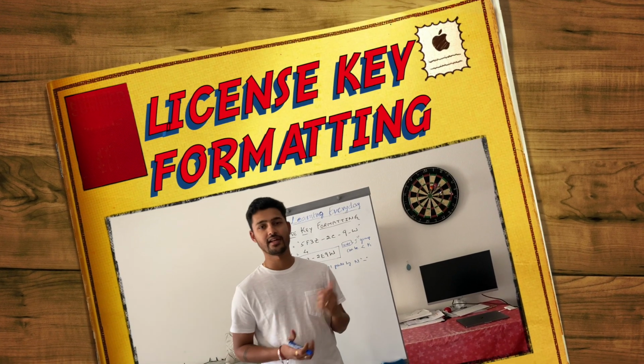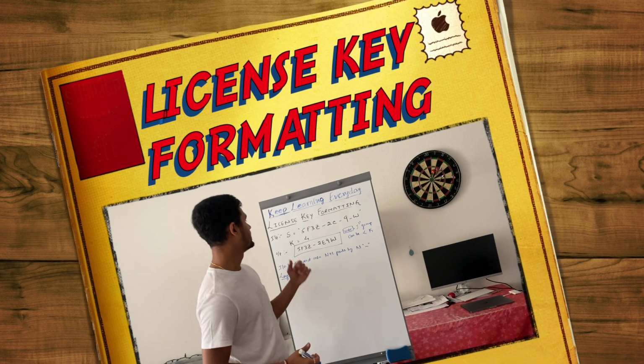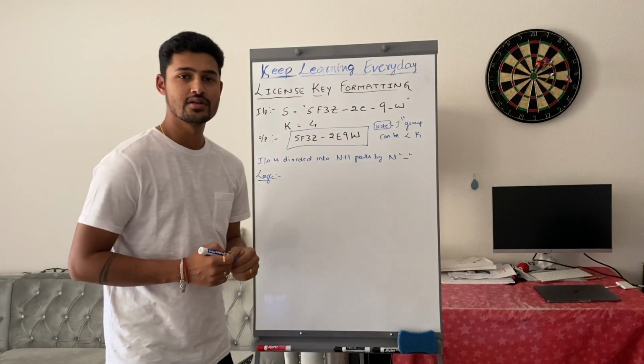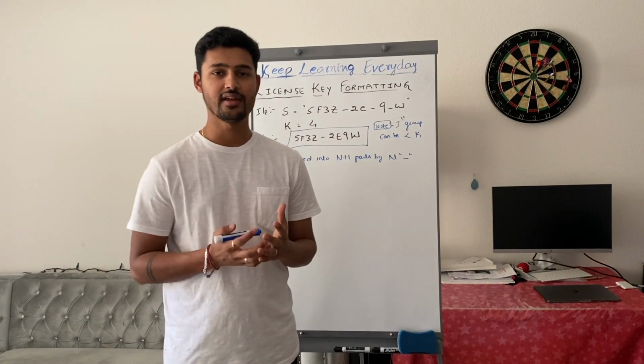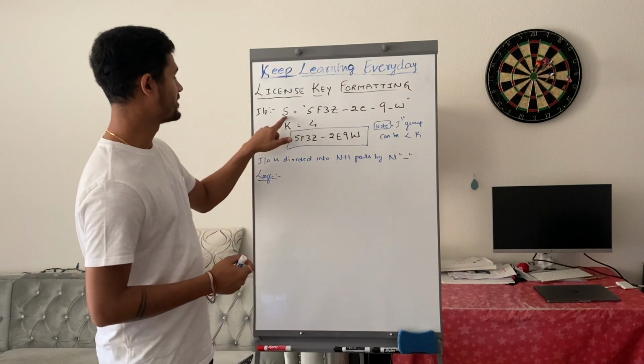So today I'm back with another Google interview problem. The problem name is license key formatting. In this problem you have been given a string s and an integer k. The string is something like this.